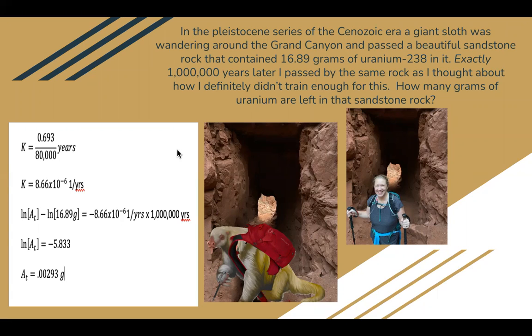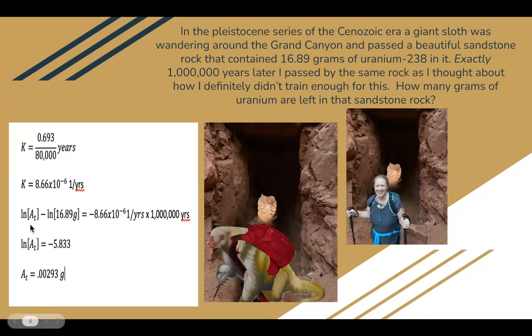To solve this problem, the first thing you have to do is solve for the rate constant k. This is a rearranged half-life equation. I have the half-life, that's 80,000 years, and I have this 0.693. Plugging in the numbers, I solve for the rate constant k. And here it is, 8.66 times 10 to the negative 6 per year.